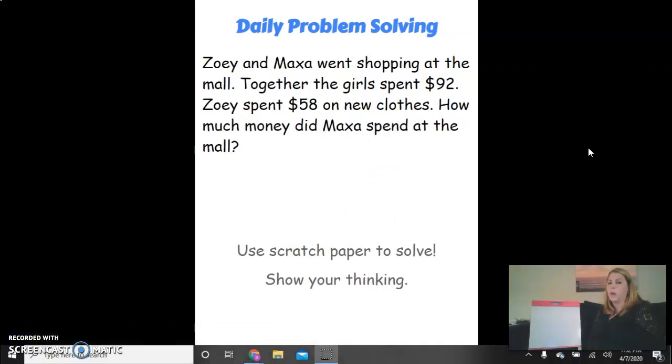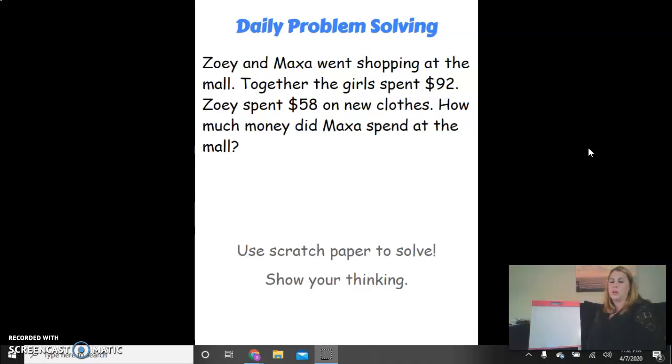Okay, now we're going to solve another problem. And it says, Zoe and Maxa went shopping at the mall. Together, the girls spent $92. Zoe spent $58 on new clothes. How much money did Maxa spend at the mall?